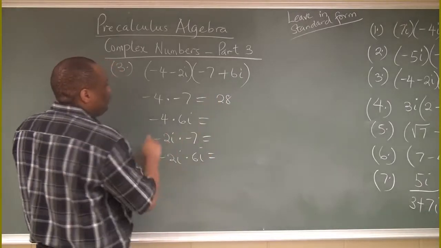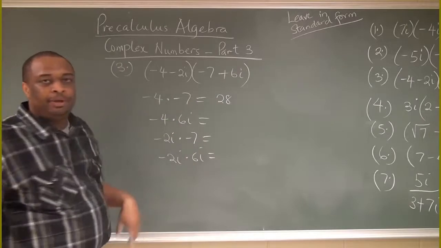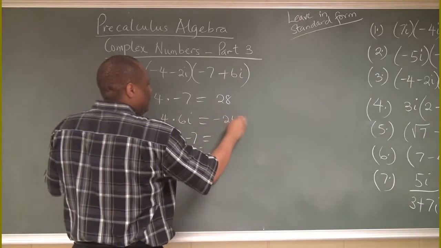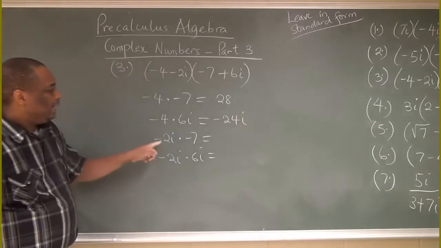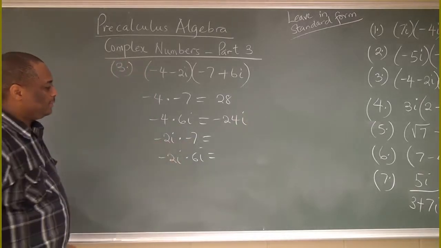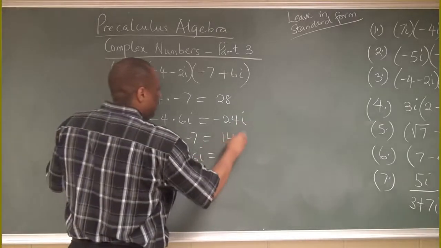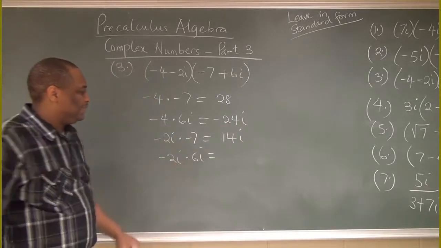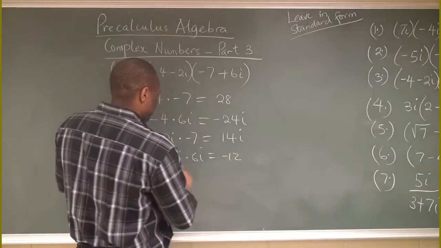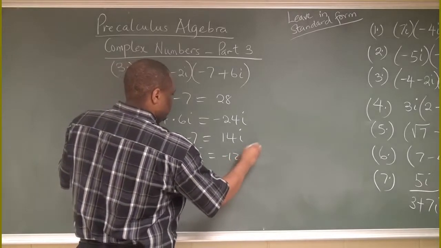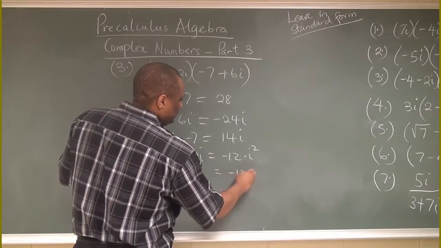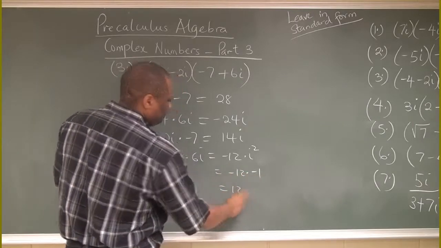28, because negative times negative is positive. -4 times 6 is -24i, right? -2 times -7 is 14i. Then -2 times 6 is -12 times i squared, okay? Which is -12 times -1, which is 12.